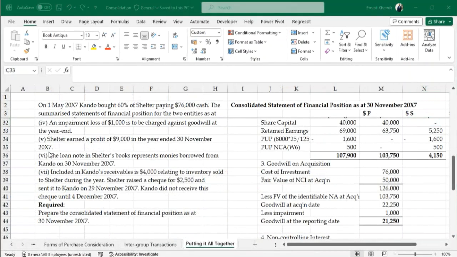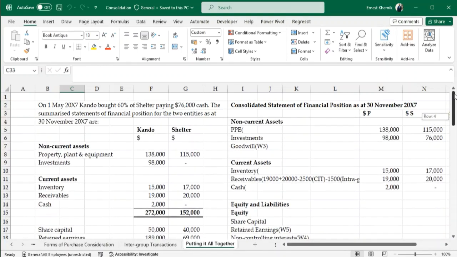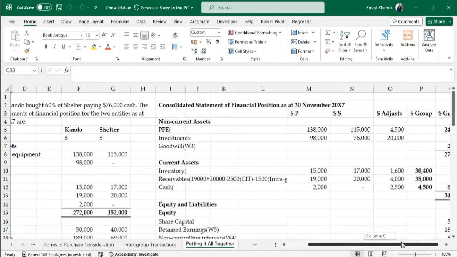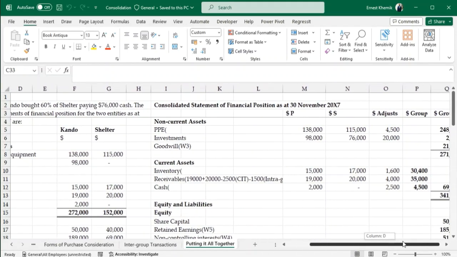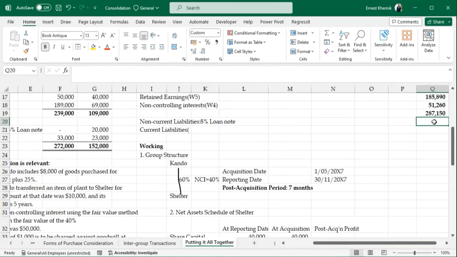Note 4, which we saw here as the loan note in Shelter's books, represents monies borrowed, and that was the reason why we subtracted it from our investments to get our net investment that is outside of the group. So the loan note has been confirmed to be an intra-group transaction coming from one entity, in this case the subsidiary, to the parent. We have to eliminate it.